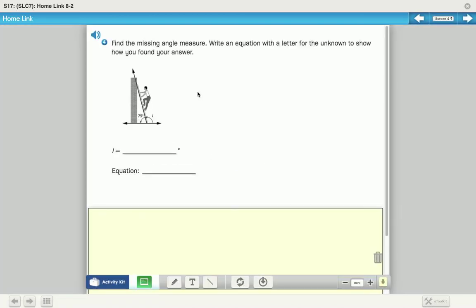Number 4, we have someone climbing up the ladder, so they're going from the ground to the ground, so that would be 180 degrees, and this is the angle of the ladder, so we want to know the angle on the opposite side of the ladder. So a straight angle is 180 degrees, and then 180 minus 75 would give us our angle L. So 105 degrees would be angle L, the angle of the ladder.